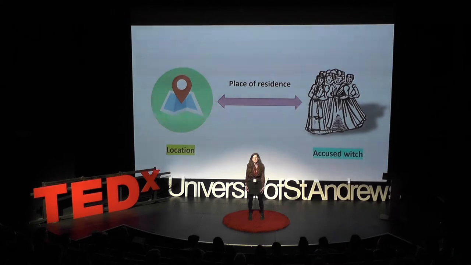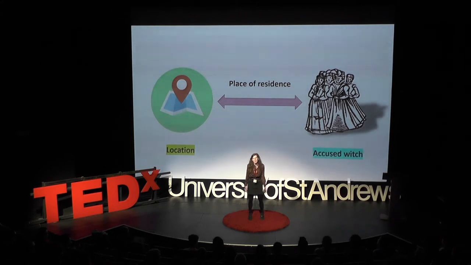So what I would do with the location, I would check to see whether it had coordinate points. If it had coordinate points, then there was a direct place in Scotland that we could put on the map and then connect it to the accused witch. So I would take the place of residence, connect it to the accused witch using the property place of residence. And this would then create a direct link between these two pieces of data and begin to tell stories with the data. So that left around 500 places still to find.